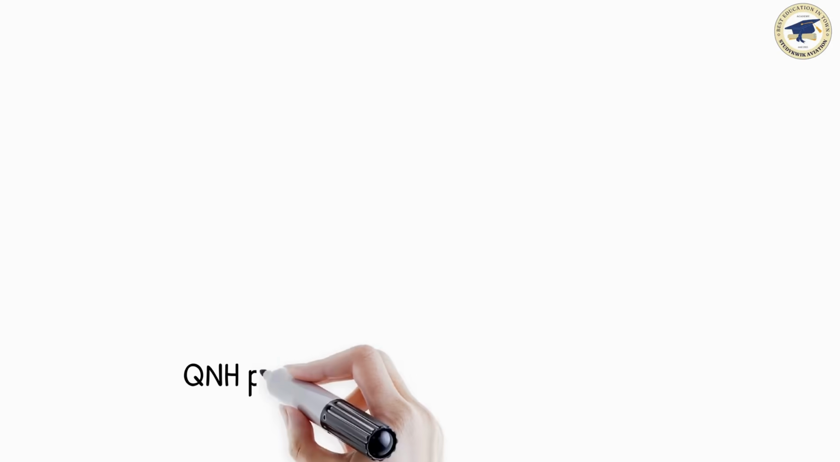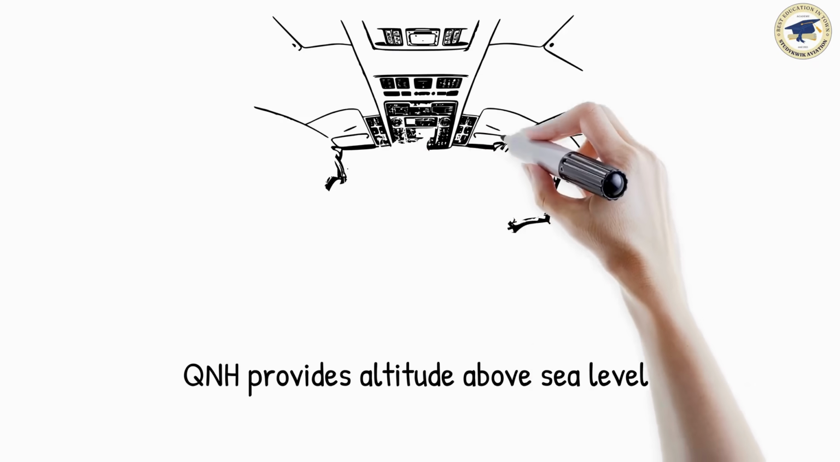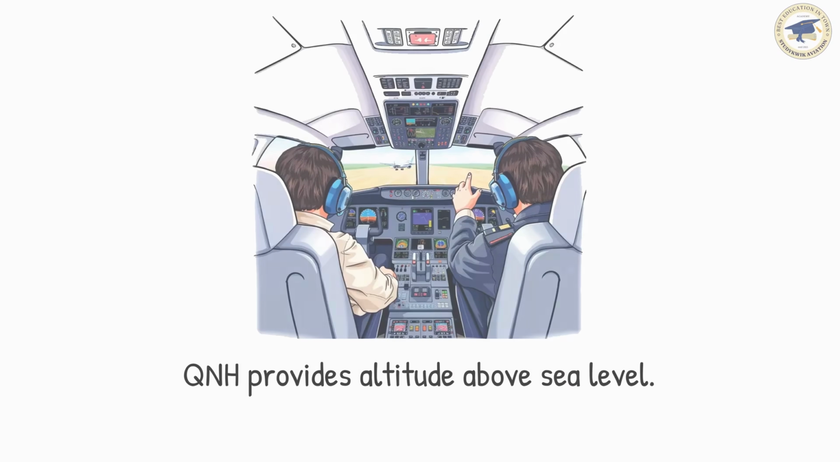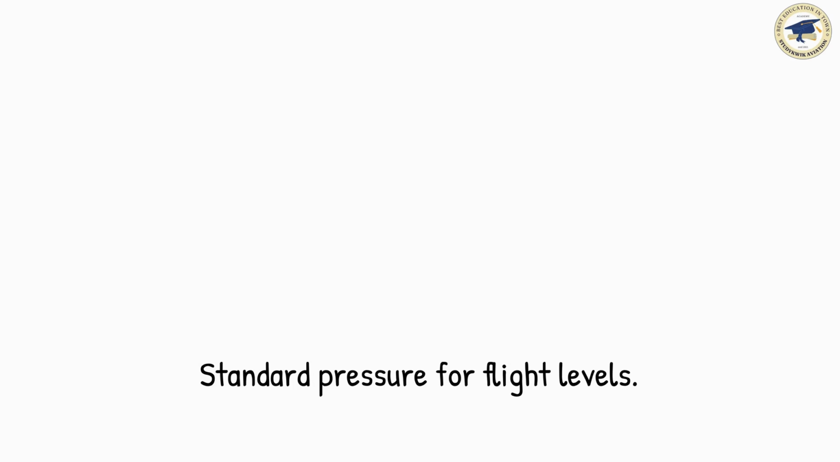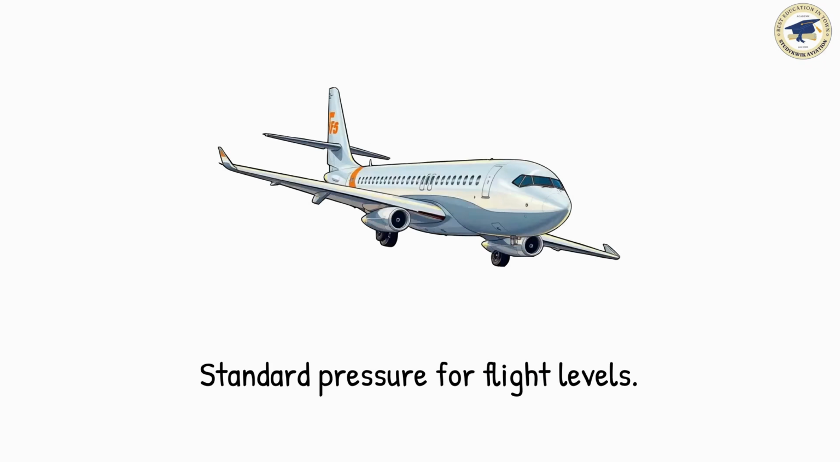QNH: the altimeter reads airport elevation on the ground. It gives altitude above mean sea level and is standard for airline operations. Standard 1013 is used for flight levels. For example, FL 175 means fly at 17,500 feet on the 1013 hectopascals setting.